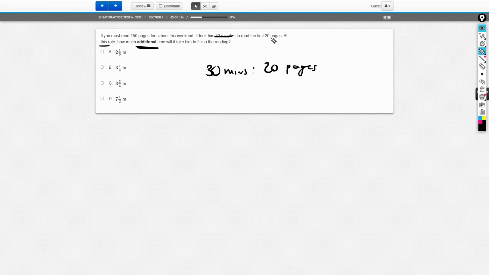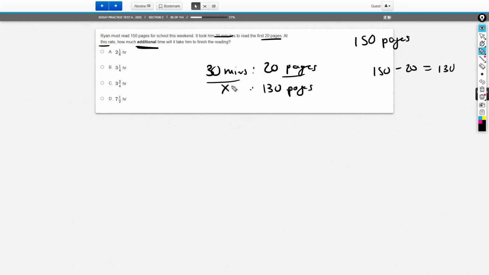So it took him 30 minutes to read the first 20 pages, and he needs to read a 150-page book. Now, he already read the 20 pages, so he has 130 pages left to read, because 150 minus 20 is equal to 130. So now he has 130 pages left to go in x amount of minutes. So guess what I'm going to have to tell you guys to do here? Cross multiply. So we can do 30 times 130 is equal to 20 times x.